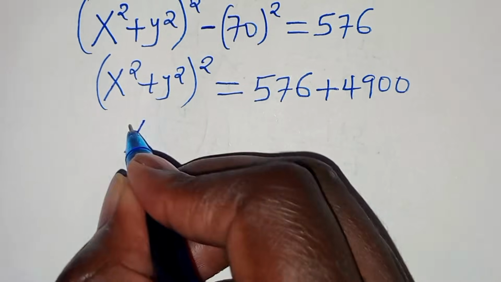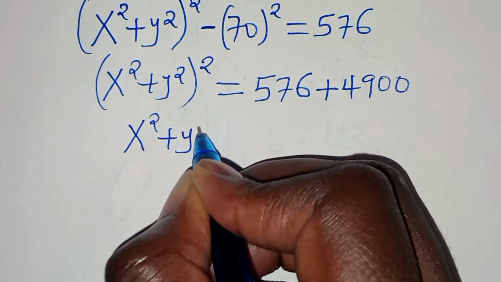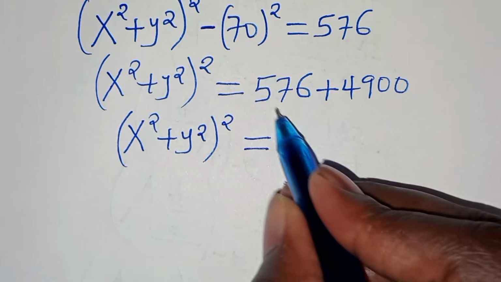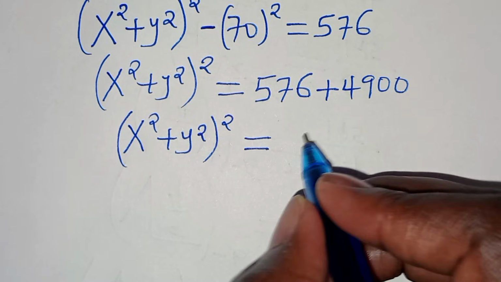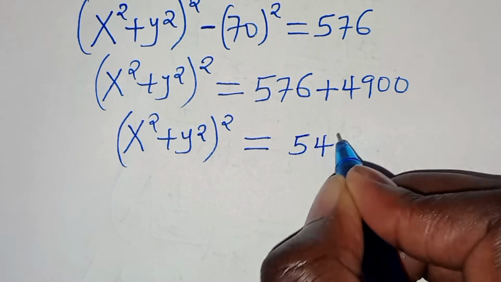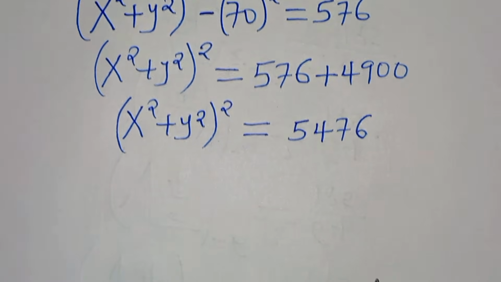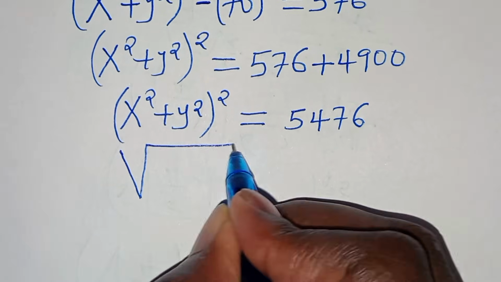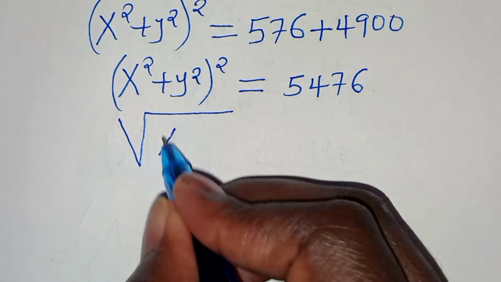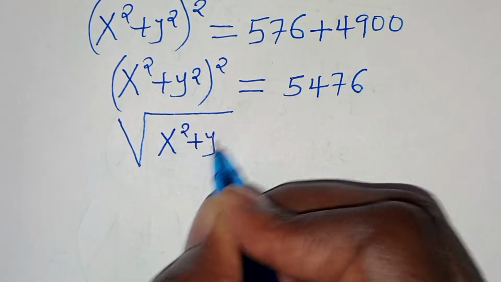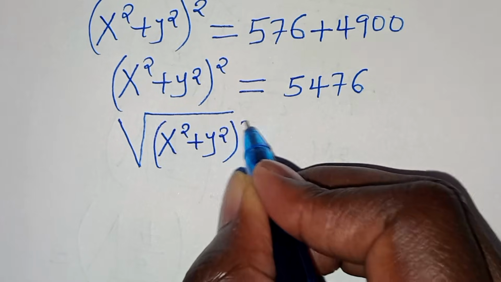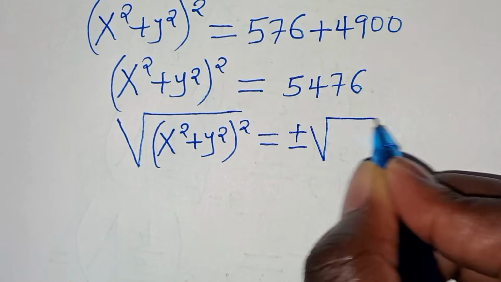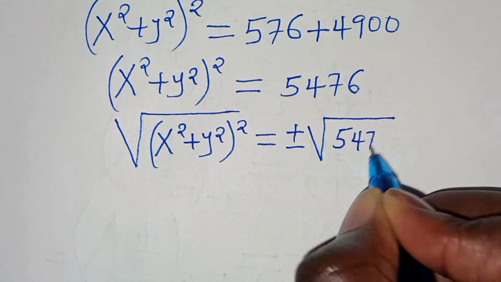So this means that x squared plus y squared raised to the power of 2 is equal to 576 plus 4900. This is equal to 5476. Now, so for x squared plus y squared from here, let's introduce a square root on both sides. Now, this is the square root of x squared plus y squared raised to the power of 2. This is equal to plus or minus the square root of 5476.